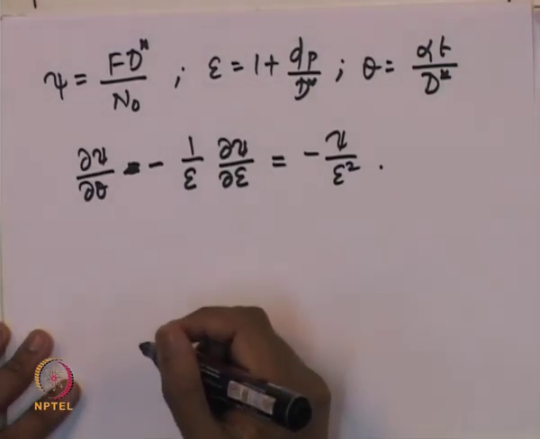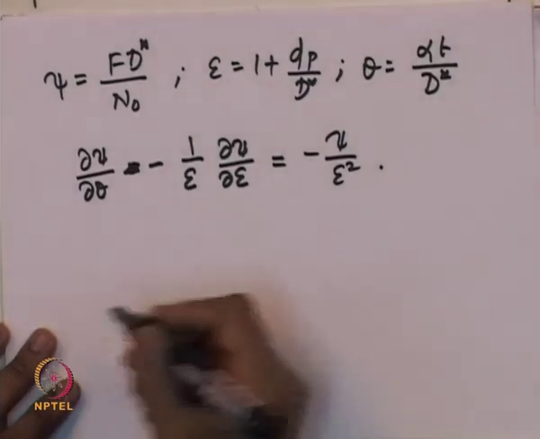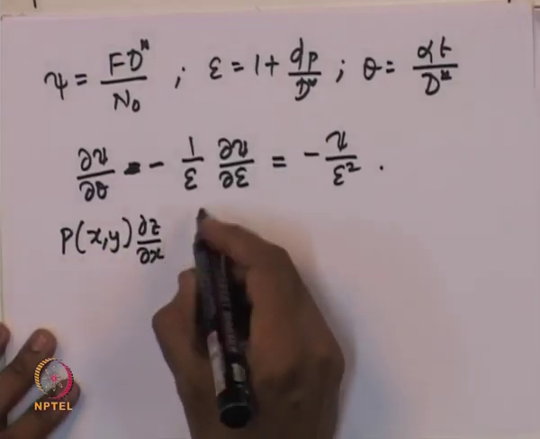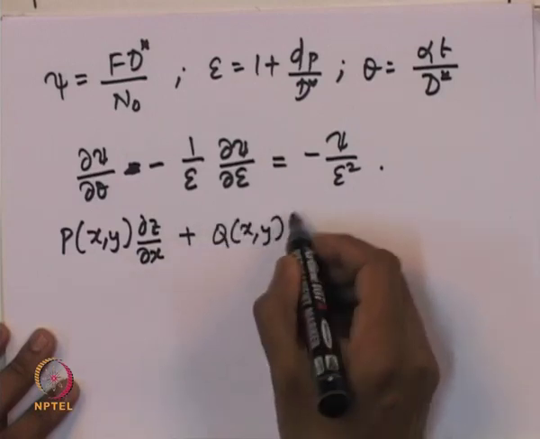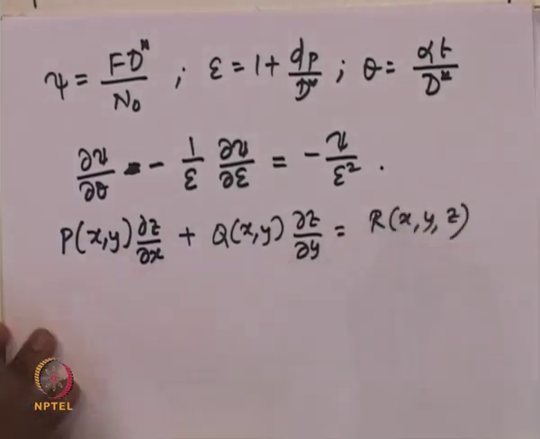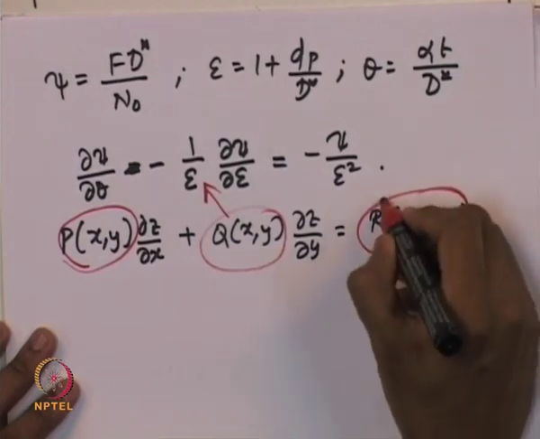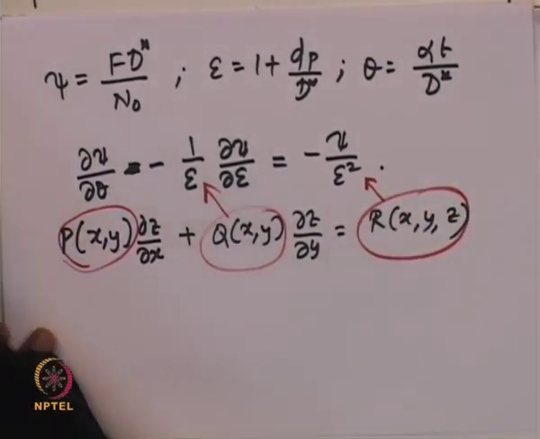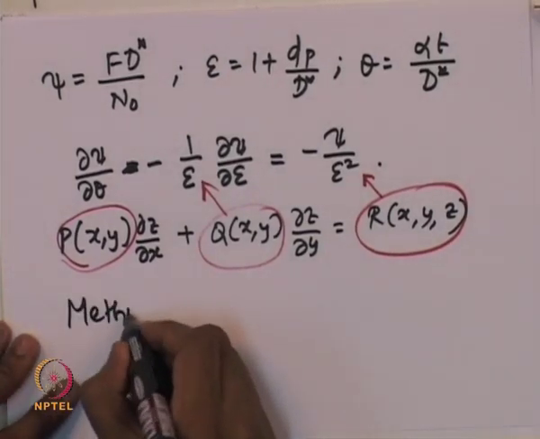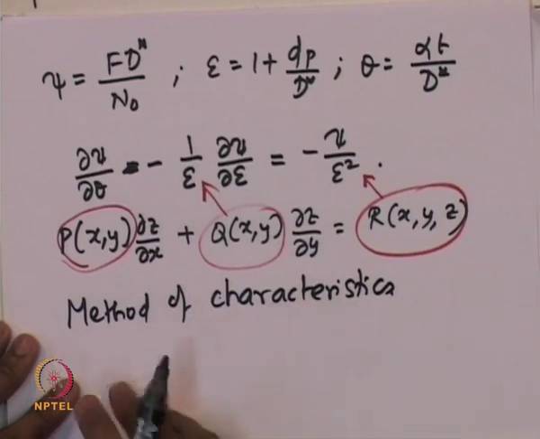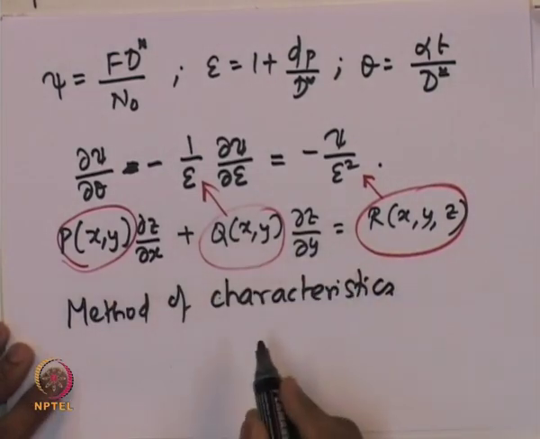So, this equation is of a very familiar differential equation form. It is of the form p of x comma y into dz by dx plus q of x comma y into dz by dy, that is equal to r of x comma y comma z. So, from here we can see that p of x comma y is nothing but 1, and q of x comma y is like 1 by epsilon, and r of x comma y is like minus psi by epsilon square. So, the way to solve this equation is basically to use the method of characteristics, where this problem is posed in a slightly different way.